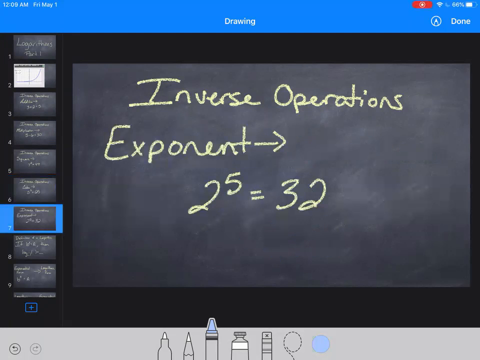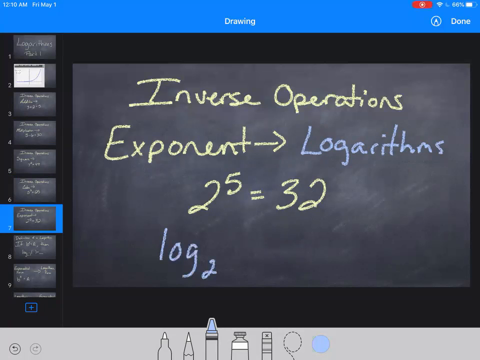Well, the inverse operations of exponents are actually called logarithms. I could actually rewrite this and I could say the log base 2 of 32 is equal to 5. Now, logarithms aren't something that you're used to seeing. So what we're going to do is we're going to talk about logarithms, and I'm going to show you how we can rewrite them, because logarithms, what they really do is they tell you how to figure out exponents.